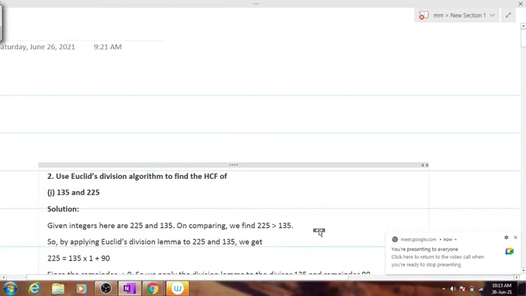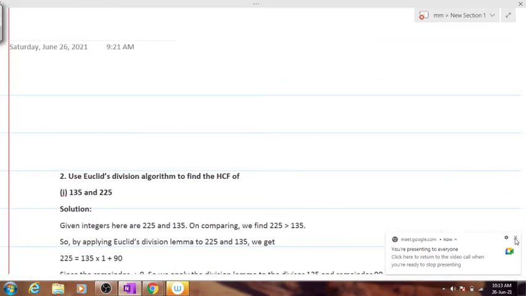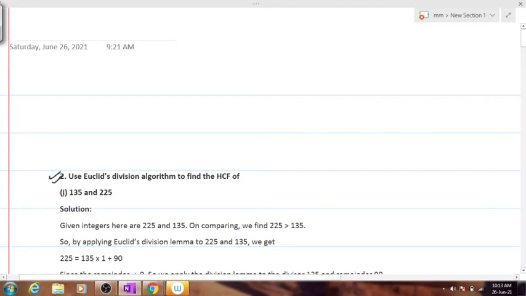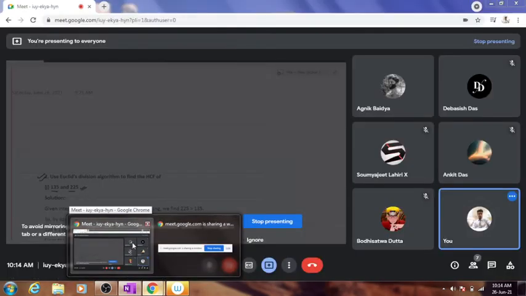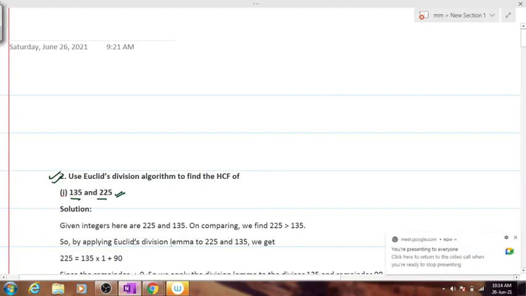Let's see how many of you are ready with the exams. Try out this question. Euclid's division algorithm, I need the HCF for these two numbers. I hope Euclid's lemma is still fresh in your minds. Yes? Is it fresh or has it gone away?